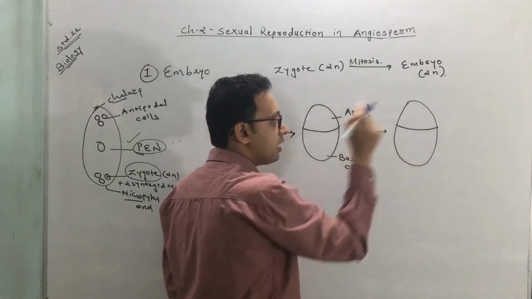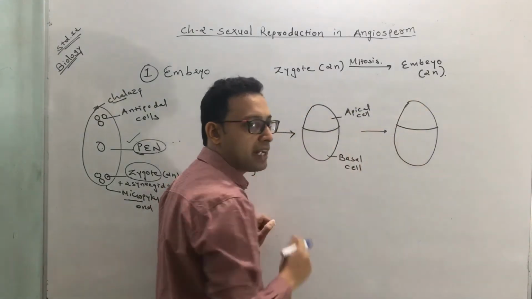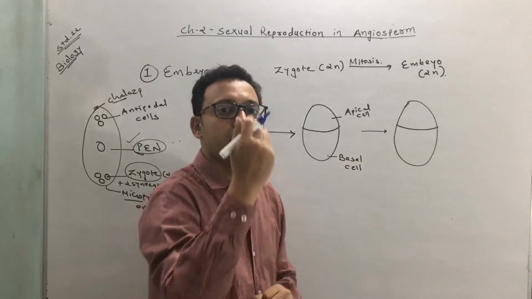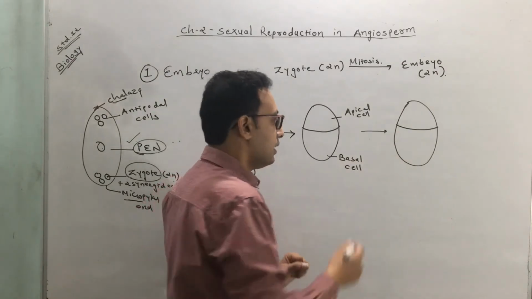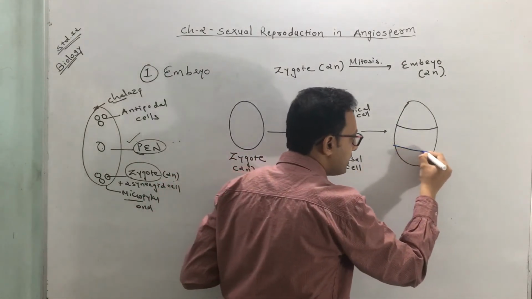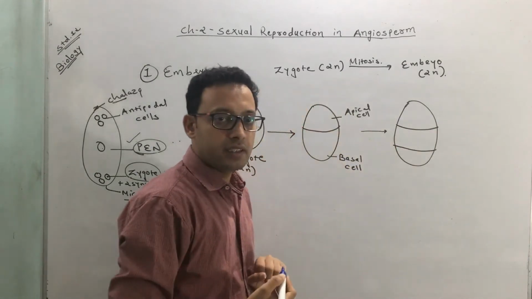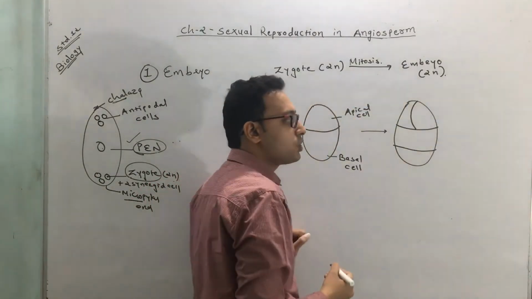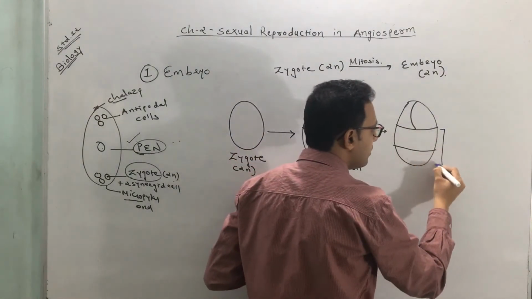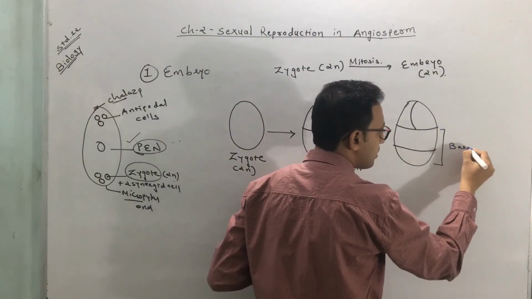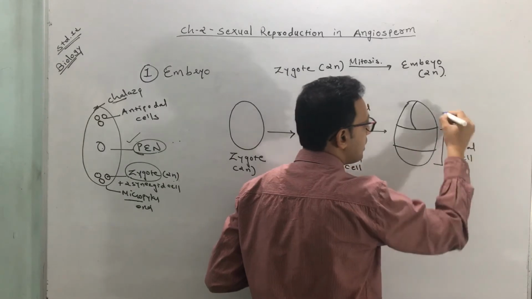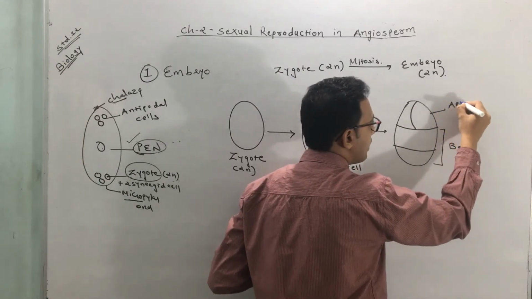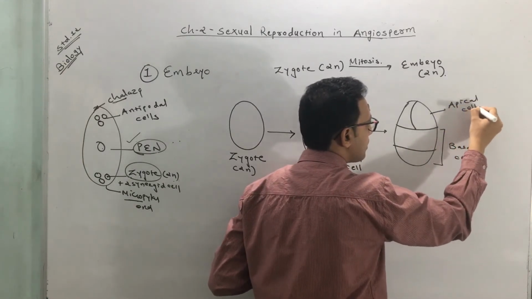One basal cell, one apical cell. The basal cell is towards the micropyle, the apical cell is towards the chalaza. This basal cell divides transversely. Clear? And the apical cell divides vertically. So now, how many basal cells do we have? We have 2 basal cells. And how many apical cells do we have? We have 2 apical cells.